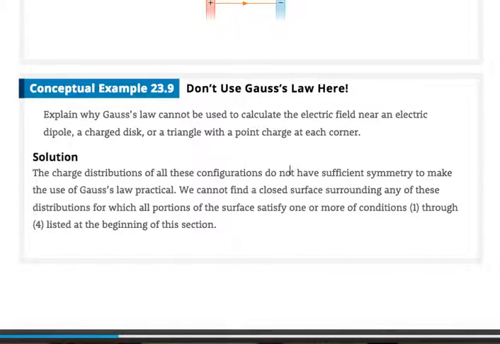Don't use Gauss's law for things like an electric dipole, which has 2 different points, and you've got all those different field lines that are bending in different places. A charged disk, again, because at the edges of the disk it gets kind of tricky, or a triangle with a point charge. And that's about it for Gauss's law.